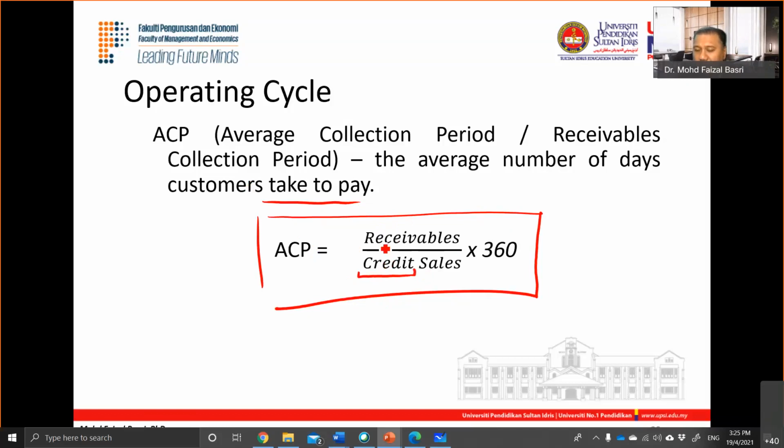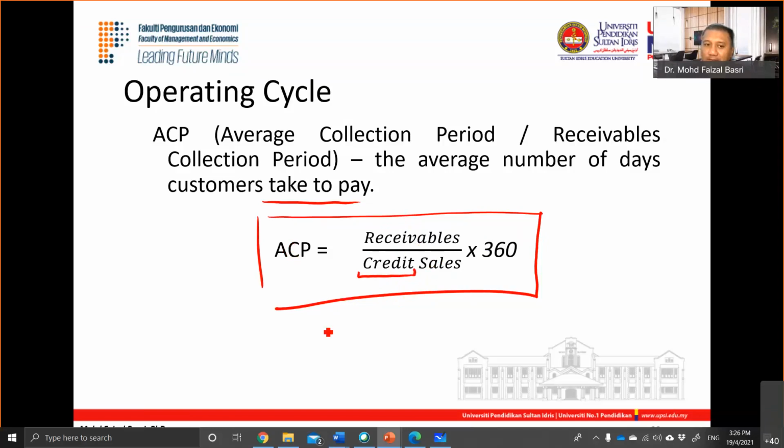If you remember, in the ratios before this, we use ACP based on receivables divided by sales, multiplied by 360. If you're not sure, go back to the videos. We've discussed this before. But for cash cycle, we are focusing on the credit sales. So look at the questions, whether they give you a credit portion, or if not, then we can use the total sales amount. So this is the second way to find ACP.